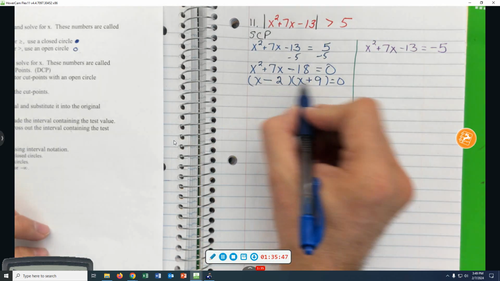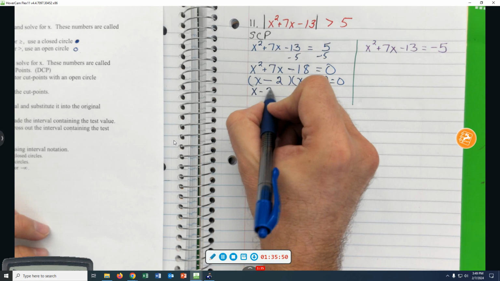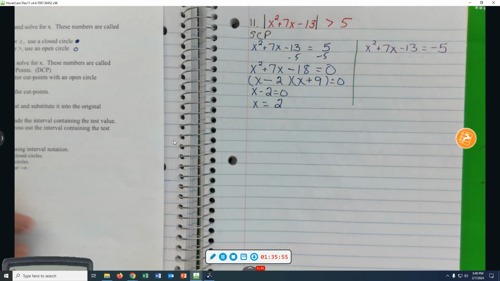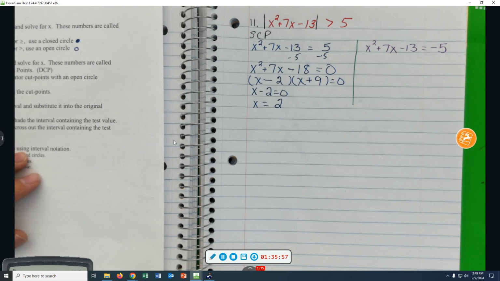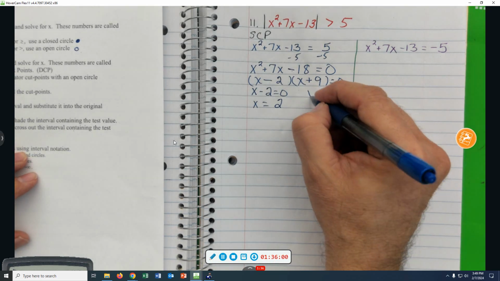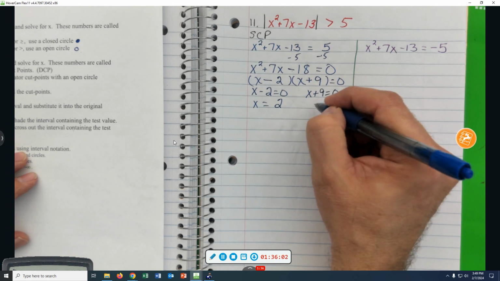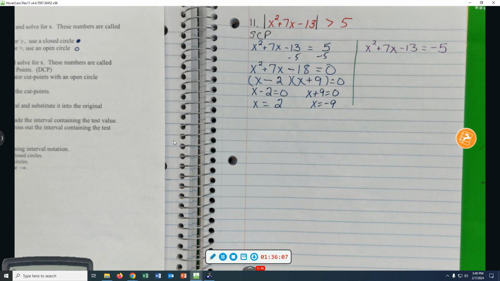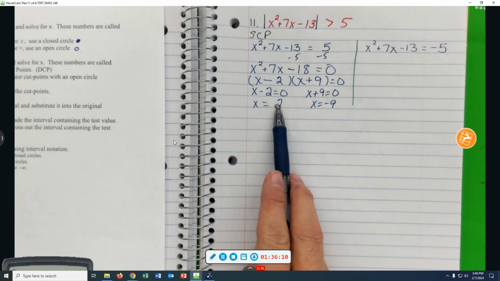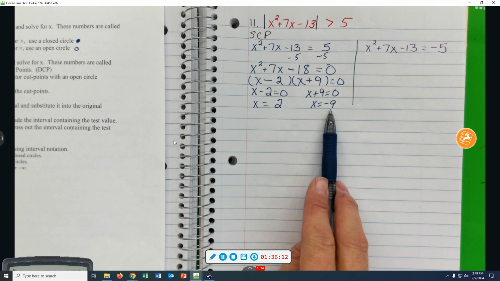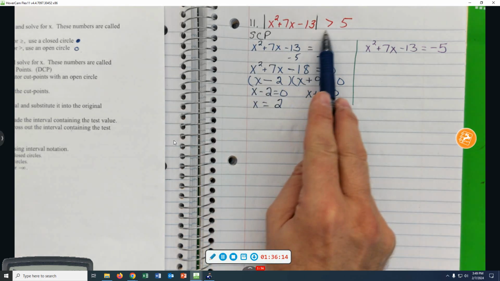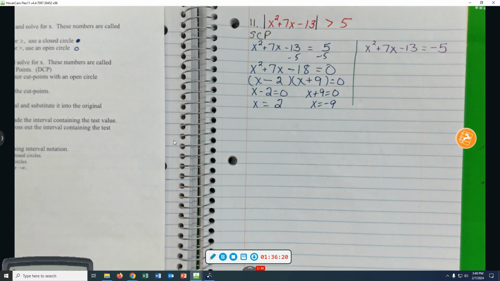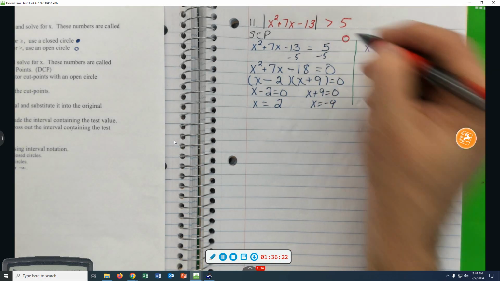Now set each one of these factors to 0. And we get x equals positive 2. What's the other cut point going to be? Negative 9, good. So far we have 2 cut points. By the way, these are solution cut points, so we're going to use an open or closed circle this time. Open, let's hope I do that correctly here. Making that open circle.